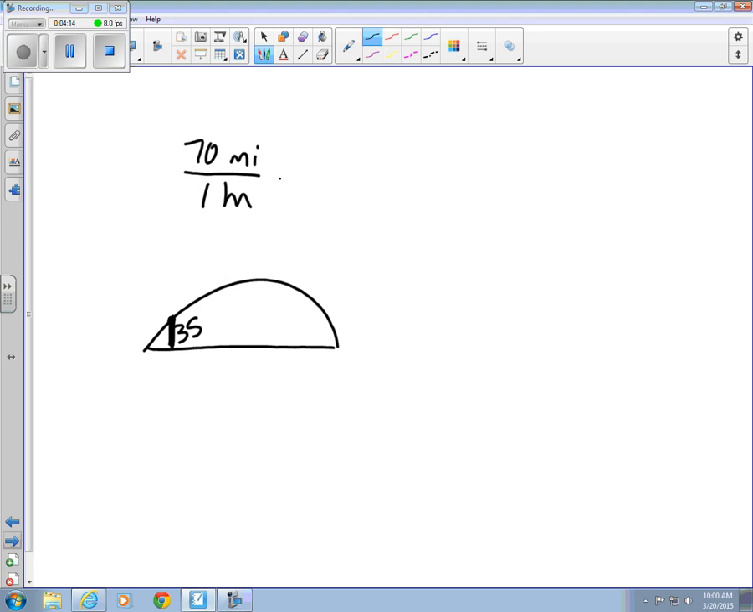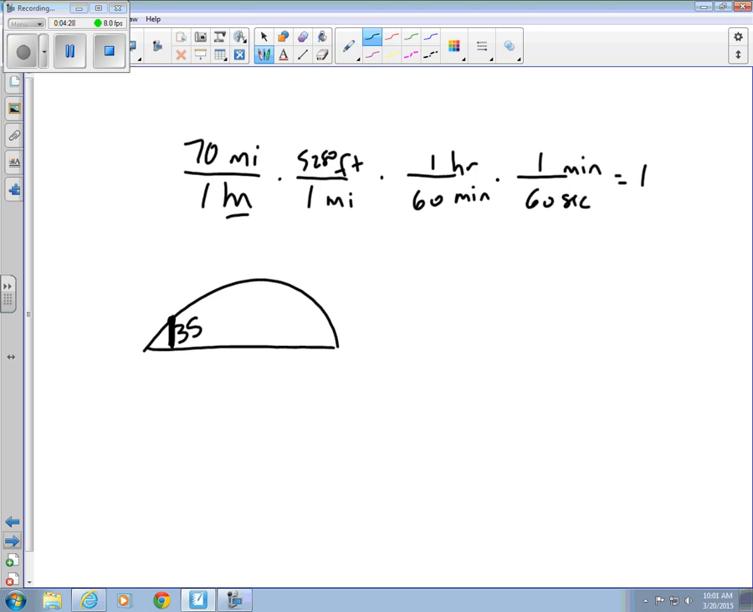So again, you have to do all this stuff: 5,280 feet in a mile, and then switching the hours to minutes. In 1 hour, there's 60 minutes, and in 1 minute, there's 60 seconds. If you multiply all that out, you get 102.7 feet per second. You should really spend the time to actually do that on your calculator. So this is 102.7, and you can write your parametric equations. 102.7 cosine 35 times t.